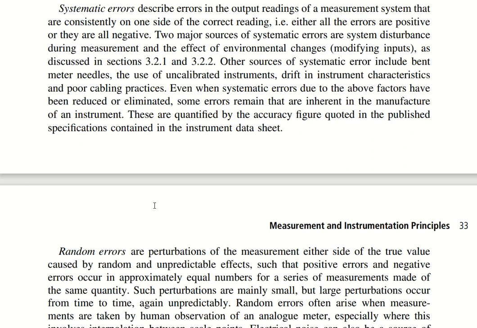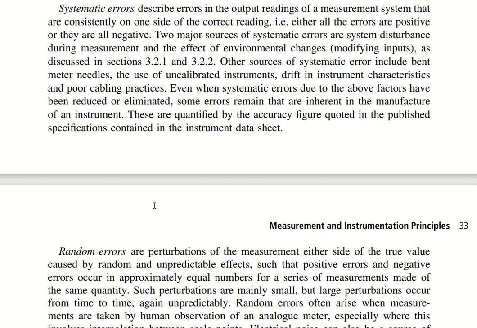Other sources of systematic errors include bent meter needles, the use of uncalibrated instruments, and that is why we always say do not use uncalibrated instruments, the drift in the instrument characteristics, and poor cabling practices. And even when systematic errors due to the above factors have been reduced or eliminated, some errors remain that are inherent in the manufacturing of the instrument itself.